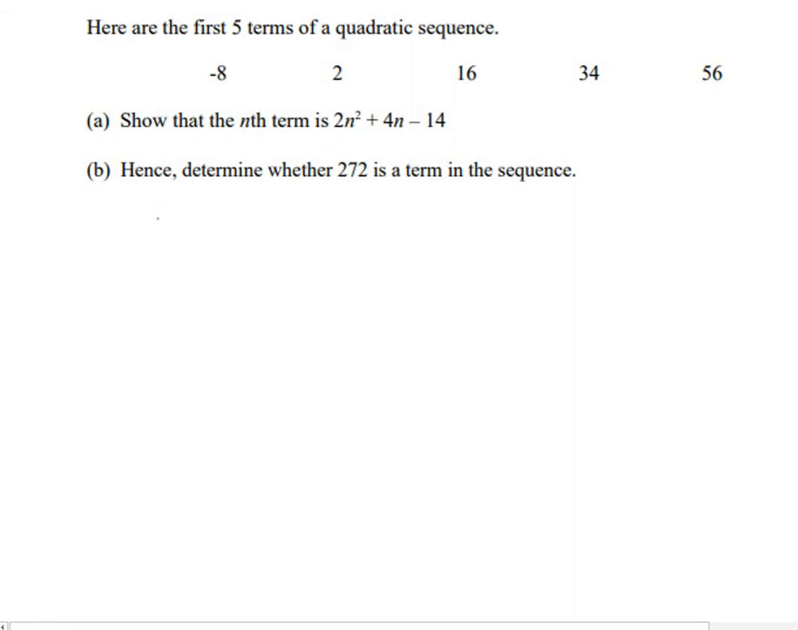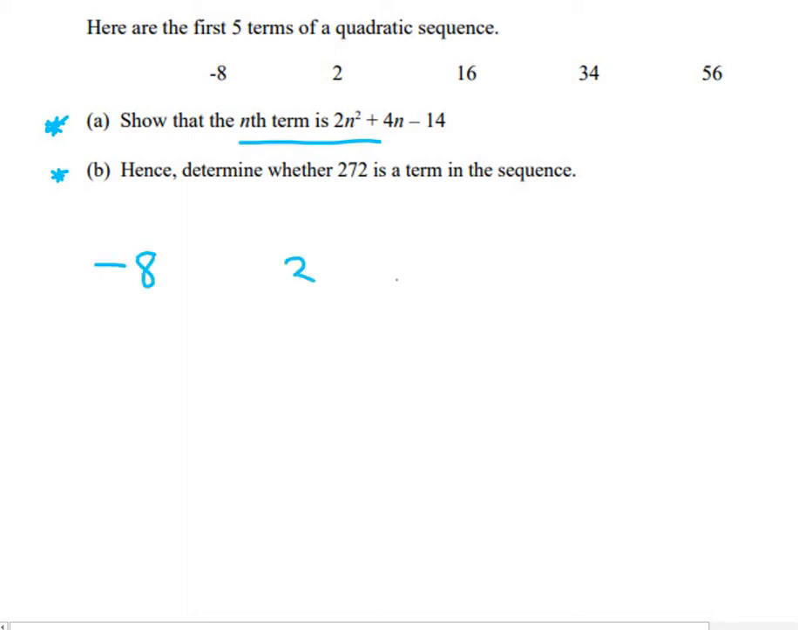Right, good. So here's our last question, and this is about as hard as it gets, I think. So it's a two-parter, a and b. First, show the nth term is 2n squared plus 4n minus 14, and this is quite nice because we know that if we get that as our answer, it's correct. But the second part, hence determine whether 272 is a term in the sequence. So again, we're just going to make use of our rules.